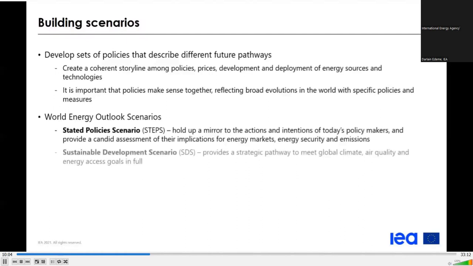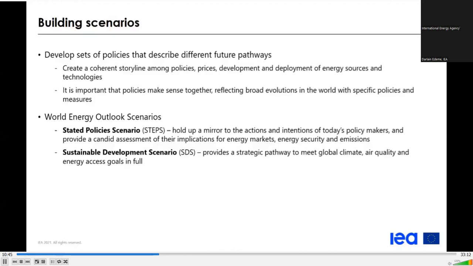At the International Energy Agency, the flagship publication World Energy Outlook relies on two main scenarios. The first one is the Stated Policies Scenario, or STEPS, which holds up a mirror to the actions and the intentions of today's policymakers. In other words, it is a deductive approach where we provide a candid assessment of what would happen if those policy actions and intentions are implemented, and what would be the implication for energy markets, for energy security, for emissions.